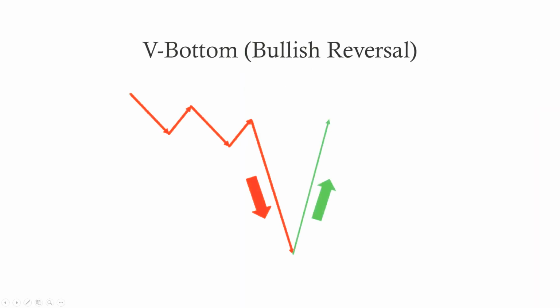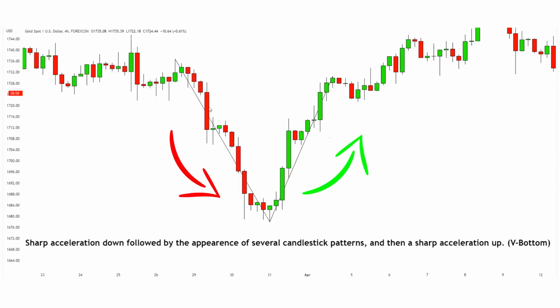Notice how the sharp acceleration to the upside is immediately followed by an acceleration to the downside at the V-top. It's common to find very clear candlestick patterns that will anticipate the reversal. In this case, we can see an inside candle indicating the beginning of the down movement.